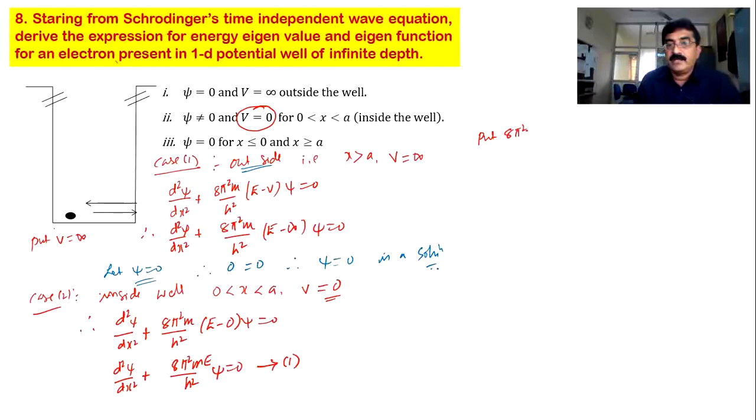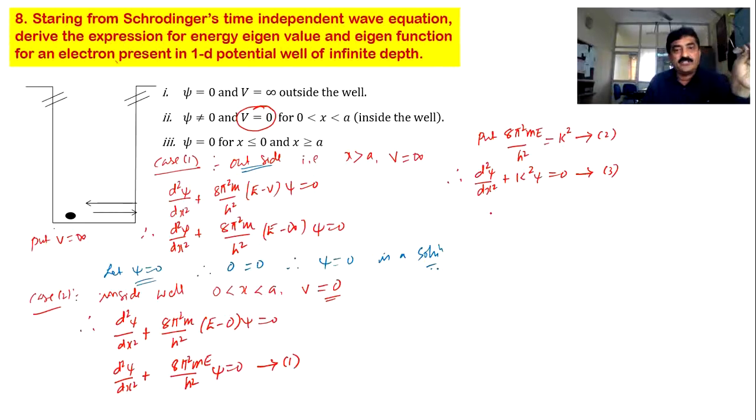Put 8 pi square m E divided by h square is equal to some k square. Call this equation 2. Therefore, equation 1 becomes d square psi by dx square plus k square psi equal to 0. This is my equation number 3. Now, equation 3 is a second order differential equation. For this, we have to find the solution. Dear students, I directly write the solution without deriving it. Actually, there is a procedure to find the solution, but here it is not necessary. Straight away you can write.